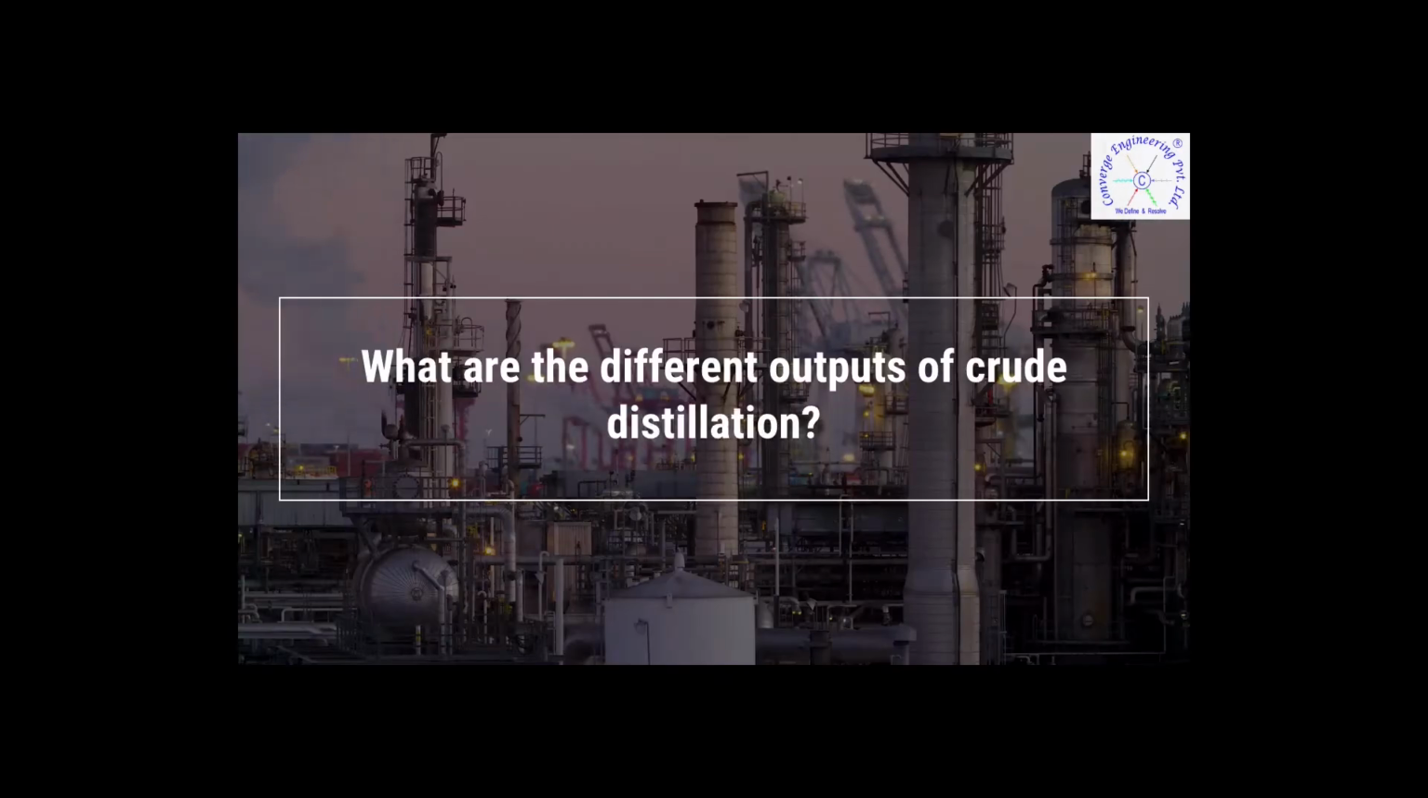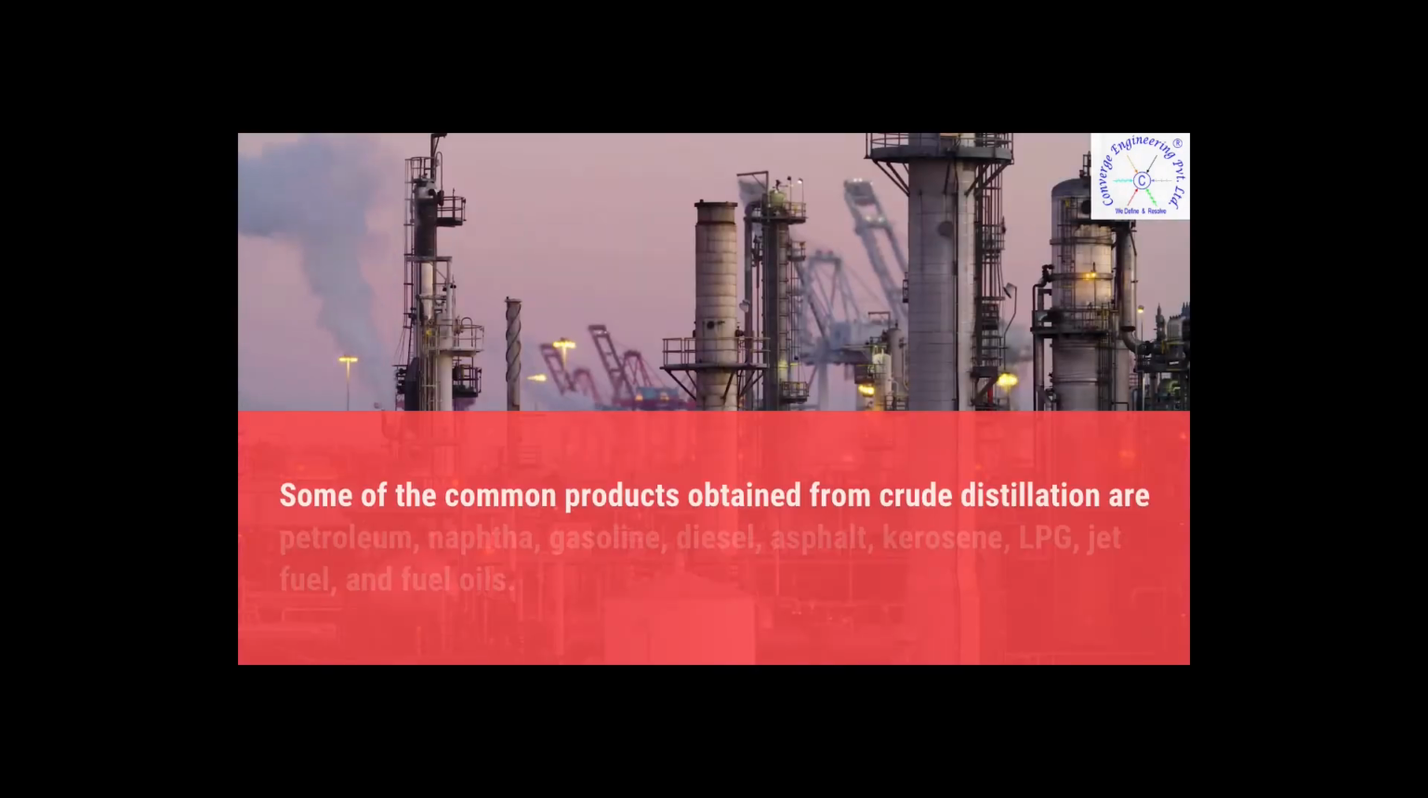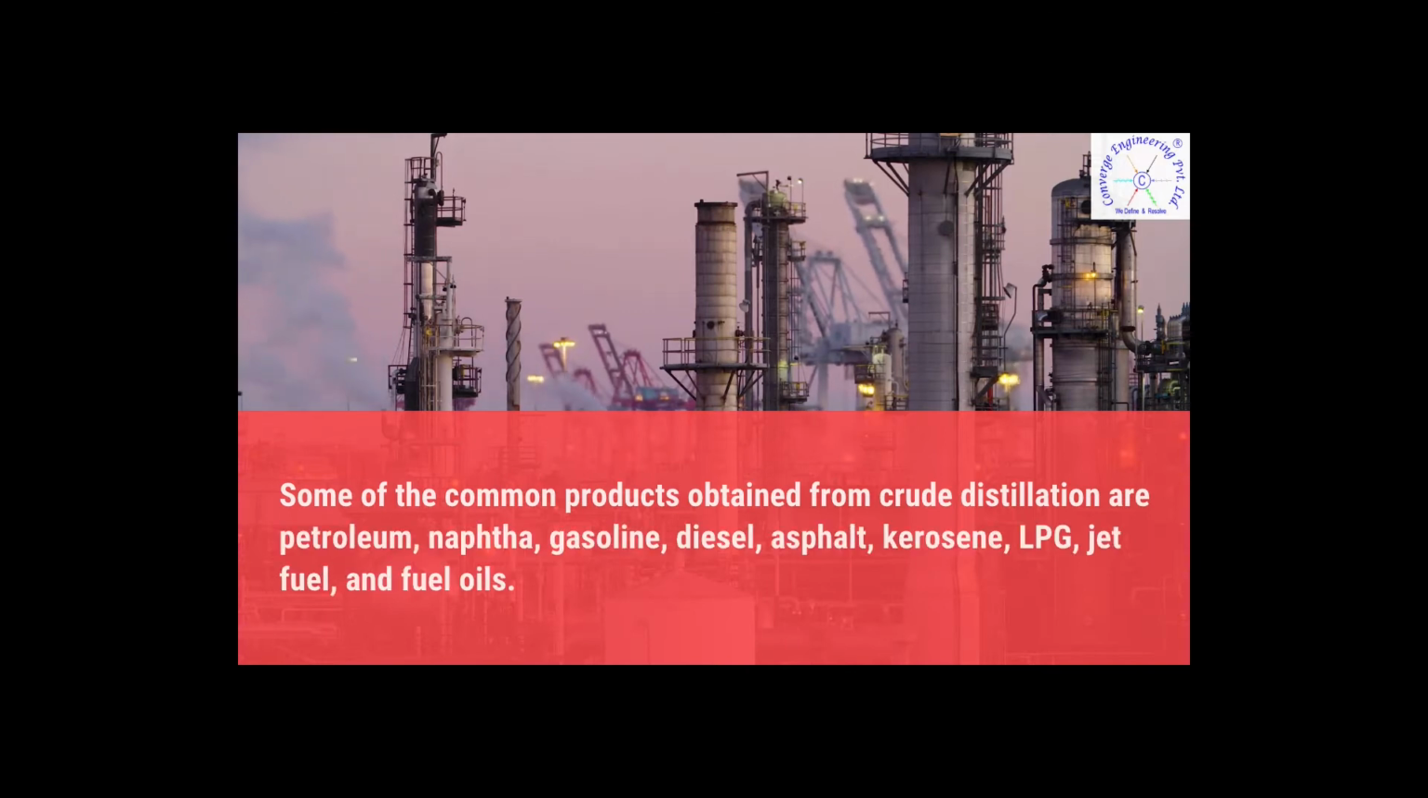What are the different outputs of crude distillation? Some of the common products obtained from crude distillation are petroleum, naphtha, gasoline, diesel, asphalt, kerosene, LPG, jet fuel, and fuel oils.